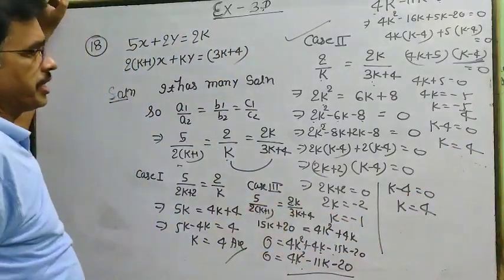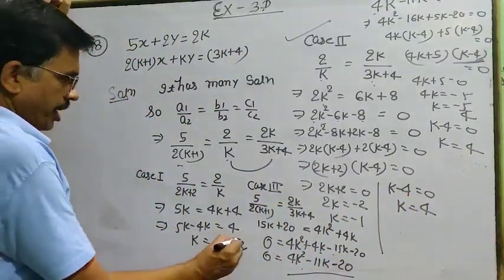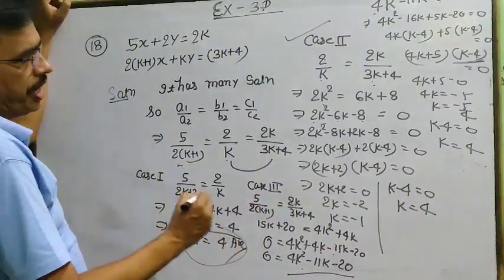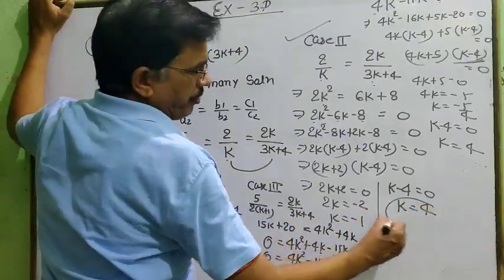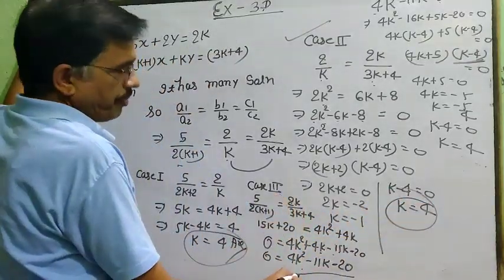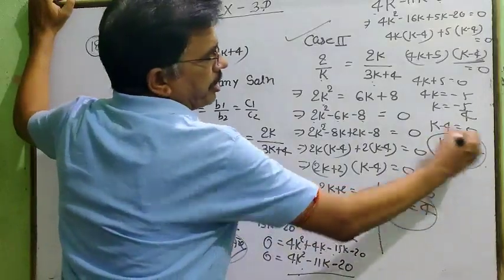So there are three cases. In the first case, you write here k is equal to 4. In the second case, you also find k is equal to 4. And in the third case, starting from here, you also find k is equal to 4.